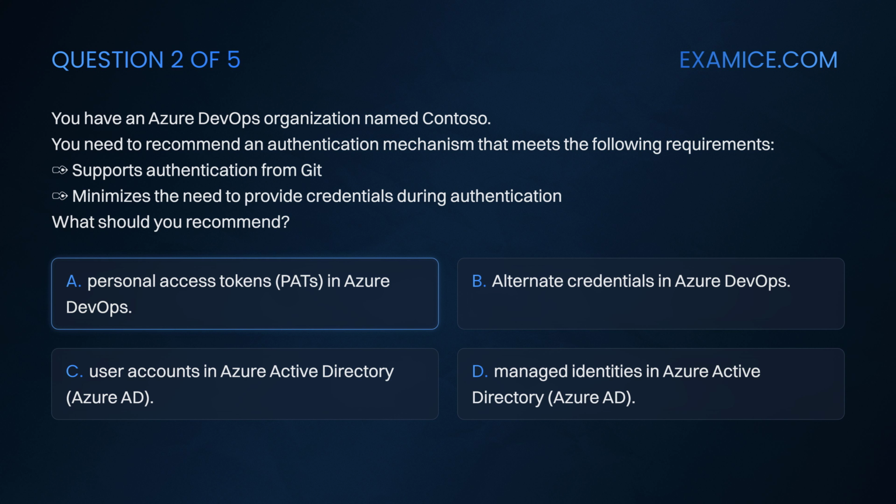Option A. Personal access tokens in Azure DevOps. Option B. Alternate credentials in Azure DevOps. Option C. User accounts in Azure Active Directory. Option D. Managed identities in Azure Active Directory.